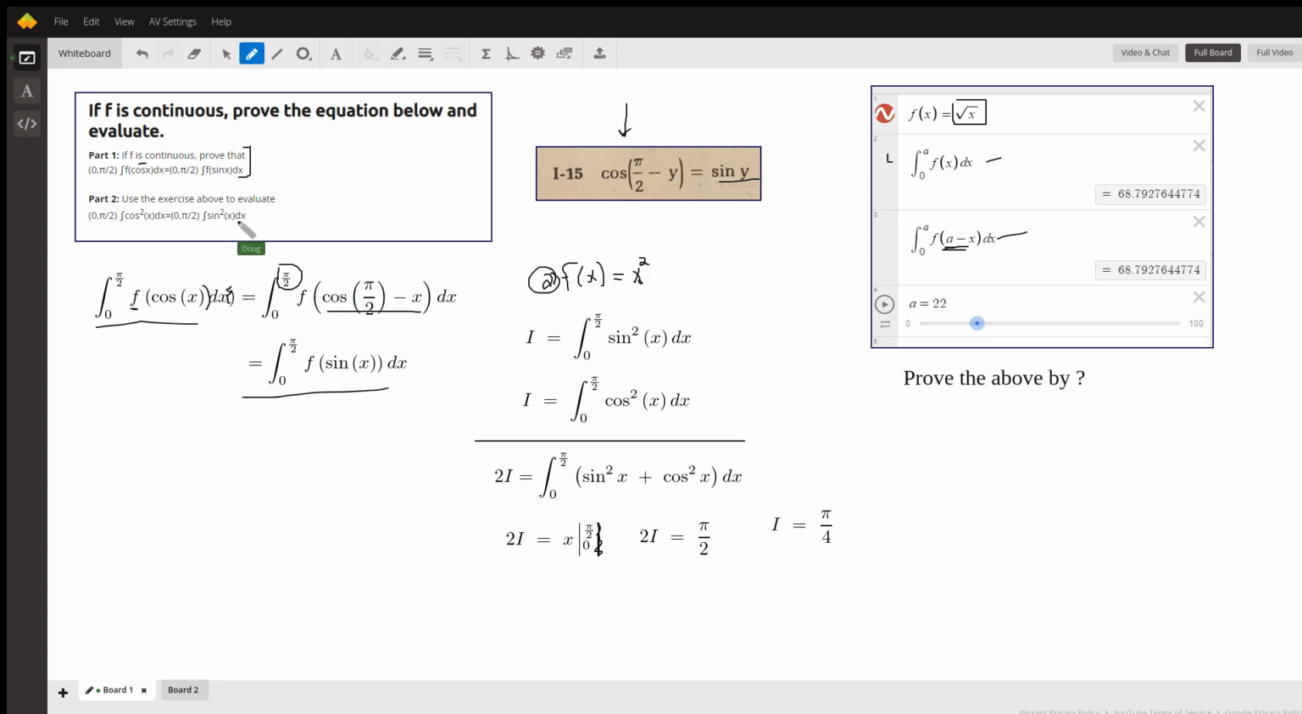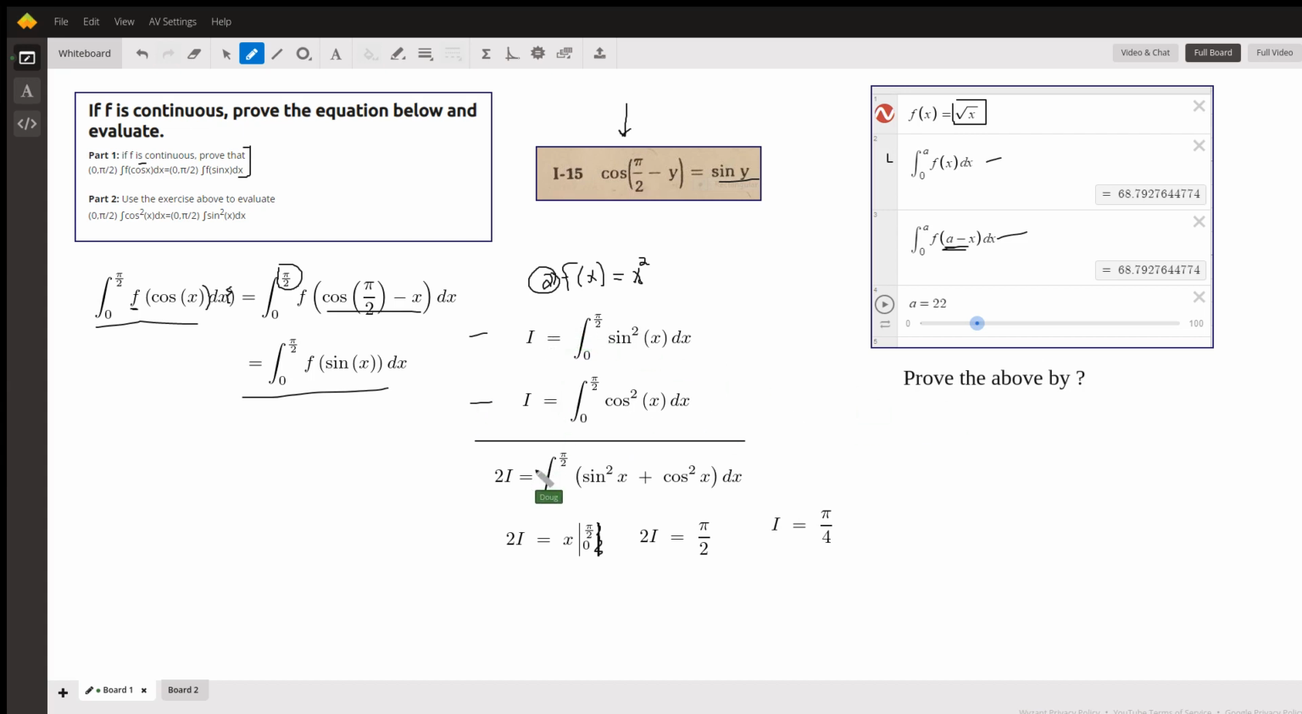And now here's the cool part. Part two, if we let f of x be the continuous function x squared, then we could say I equals the definite integral from 0 to pi over 2 of f of the sine of x, which would be sine squared of x. But we know that that's the same as f of the cosine of x. So these two integrals are equal.